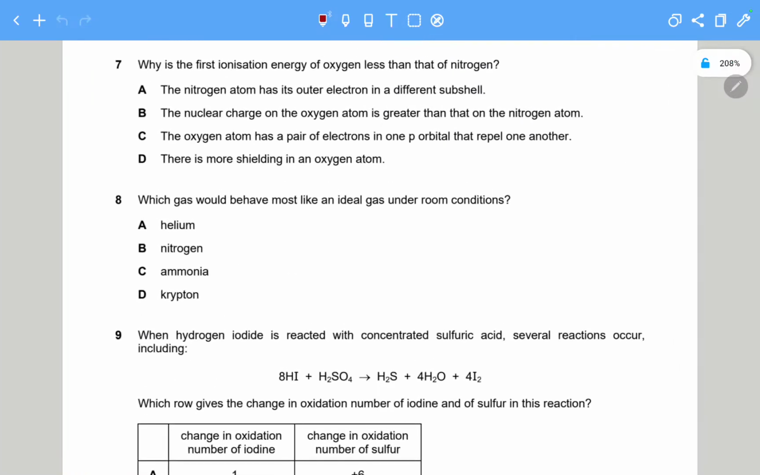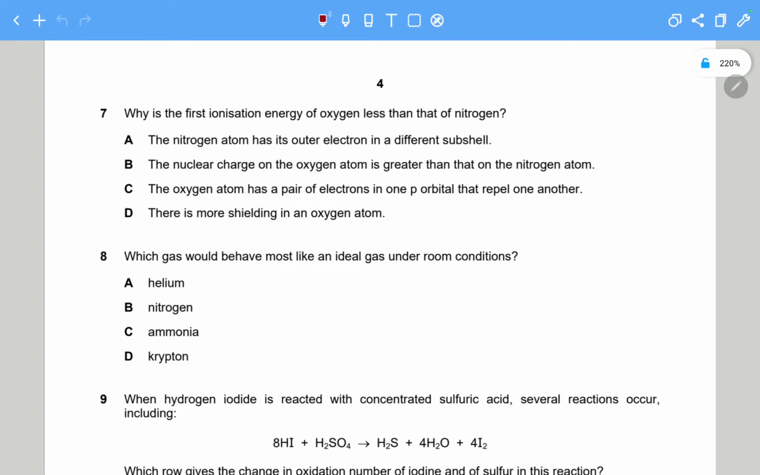And then question 7, why is the first ionization energy of oxygen less than that of nitrogen? Now, before we answer this question, we know the reason why, and therefore let's say it out loud. The first ionization energy of oxygen is less than that of nitrogen because nitrogen has a half-filled subshell, whereas oxygen has paired electrons which repel each other through spin-pair repulsion. So we know that, and now let's see which option will correspond to that. Is it A?